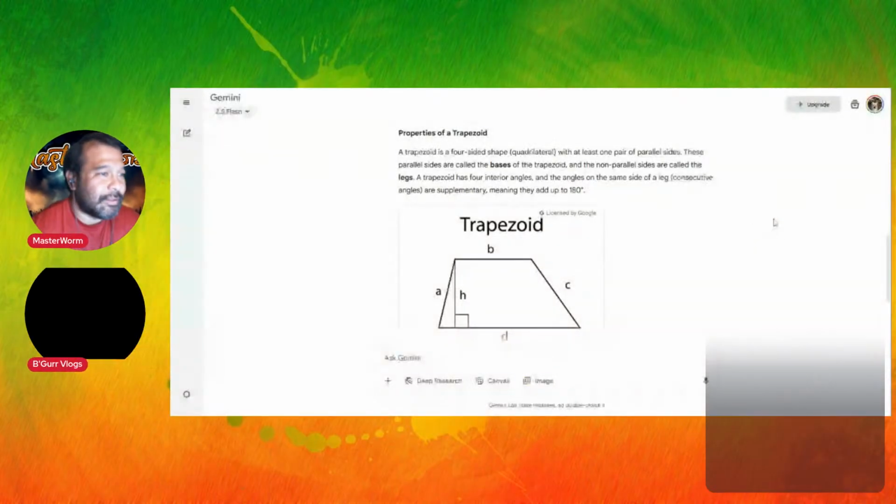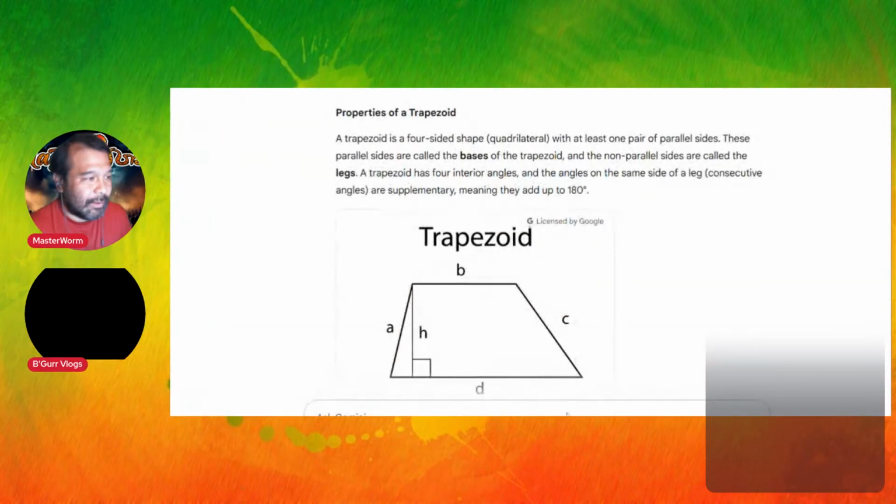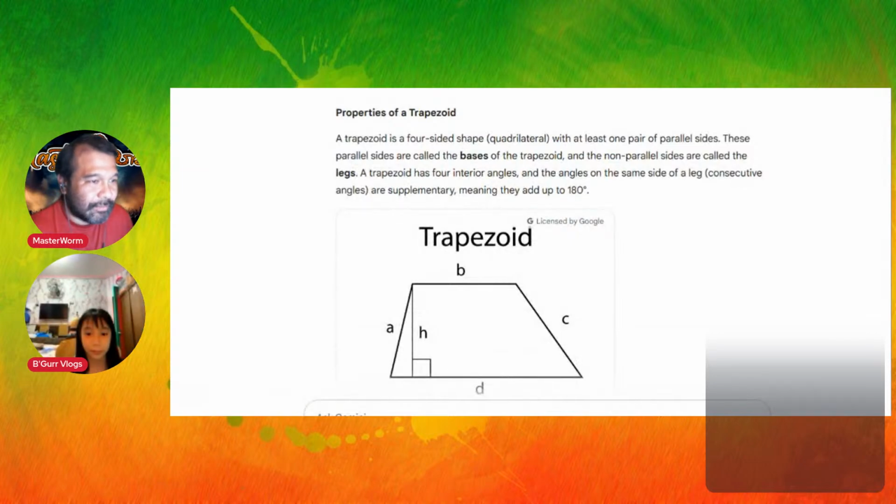This is the trapezoid. The properties of a trapezoid. And the question there says only one pair of the opposite sides are parallel. So that is the trapezoid. Did you see that?